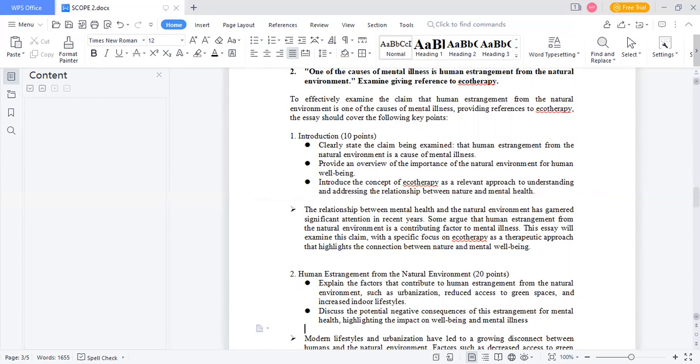But now we're just trying to specify things that you're also supposed to mention in your introduction in regards to this question. Clearly state the claim being examined, right? Clearly state that human estrangement from the natural environment is a cause of mental illness. And then provide an overview of the importance of the natural environment for human well-being, and also introduce the concept of ecotherapy as a relevant approach to understanding and addressing the relationship between nature and mental health.